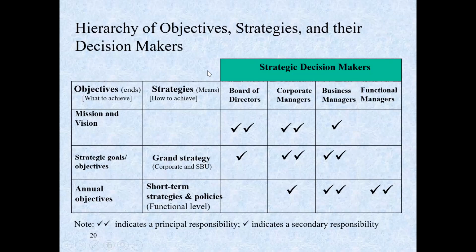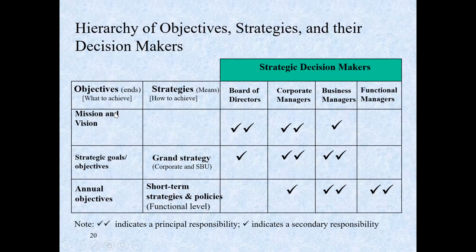So the hierarchy of objectives, strategies, and their decision making can be shown from this table. Strategic decision makers: board of members, corporate managers, business managers, and functional managers. So where are these people responsible when it comes to making objectives, achieving the objectives, and how to achieve objectives, meaning strategies.